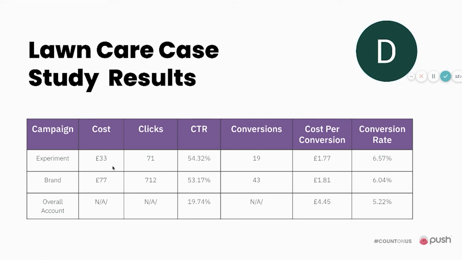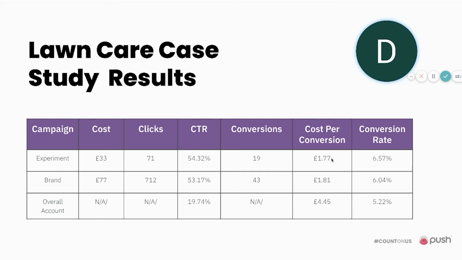There wasn't a huge amount of time, but I've whittled it down to the key metrics here, which is the click-through rate, the conversions, how much each conversion cost for the company, and the conversion rates as well. This bottom line here is the overall account metrics of July. So we can see here that overall click-through rate of the account on that month was nearly 20%. However, the click-through rate of these specific campaigns with that specific ad copy had around 54 and 53% click-through rates.